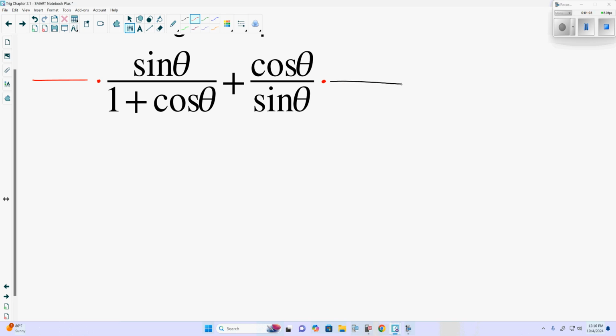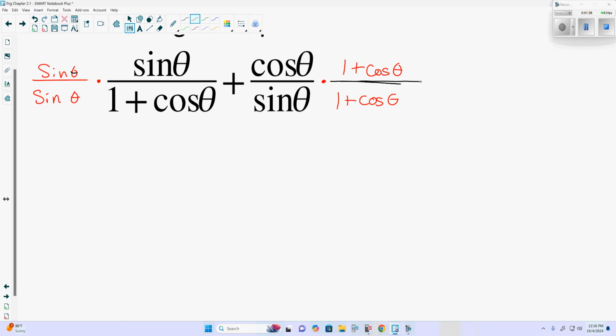And to get them to be the same, well, for the one on the left, 1 plus cosine of theta needs sine of theta. So we're going to multiply top and bottom by sine of theta. The one on the right needs the 1 plus cosine theta. So we're going to multiply both sides by these two here. The left side by sine of theta over sine of theta, and the right side by 1 plus cosine of theta.